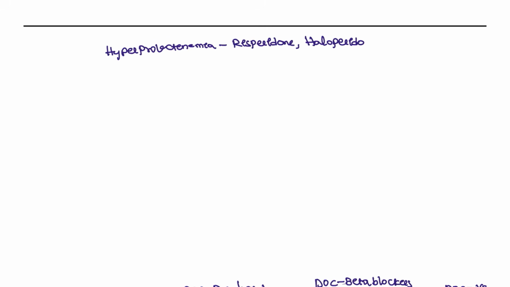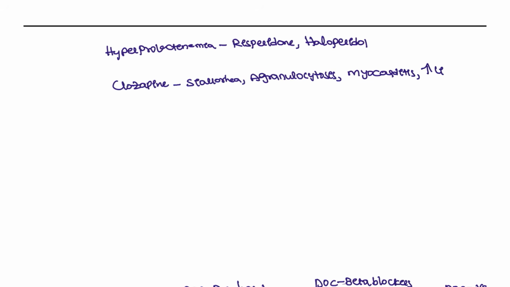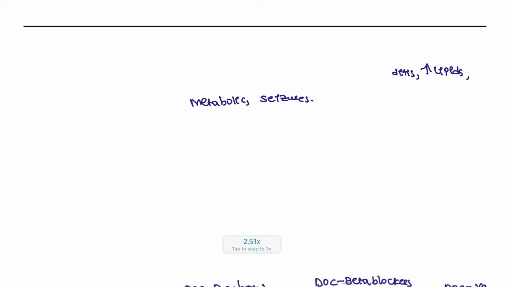Next, we also have clozapine. Clozapine is a very good drug, guys. We can give this drug to resistant schizophrenia patients also. Clozapine has features like sialorrhea, agranulocytosis, which is a serious condition, and also severe myocarditis, increased risk of lipid abnormalities and metabolic syndrome, and seizures are also seen. Okay, this is clozapine.